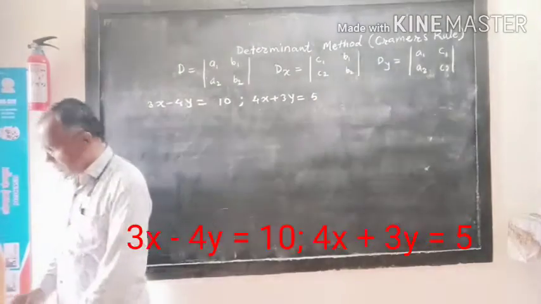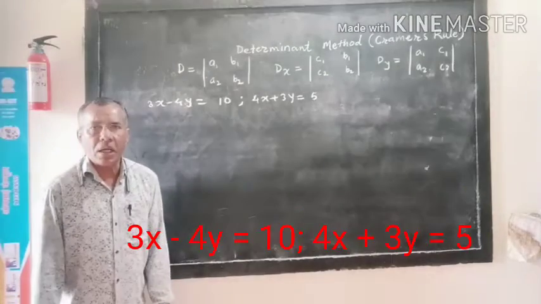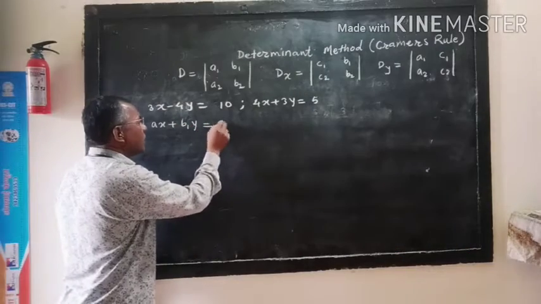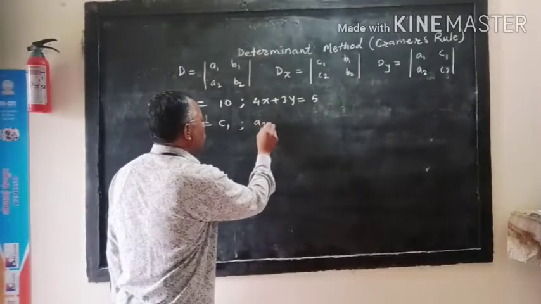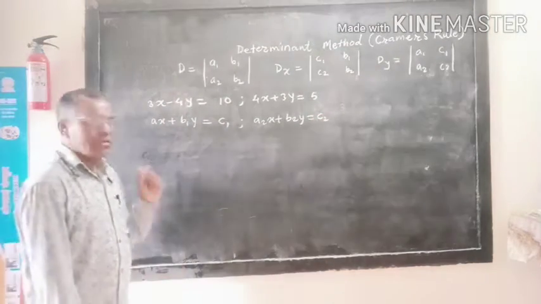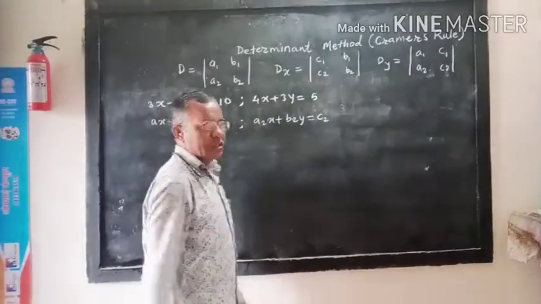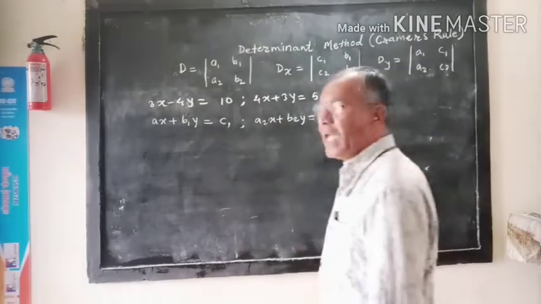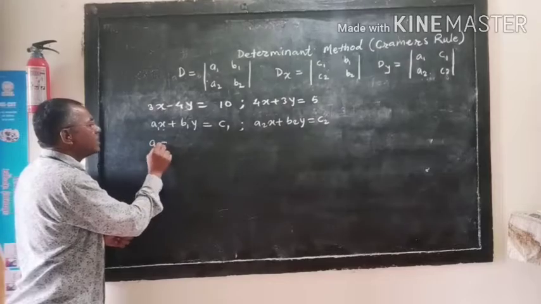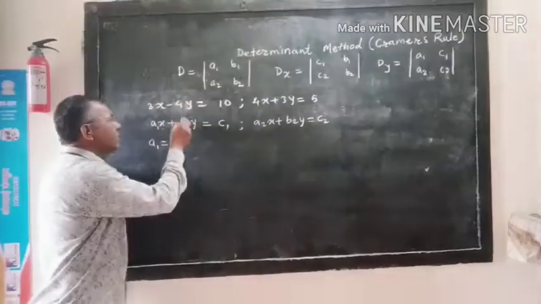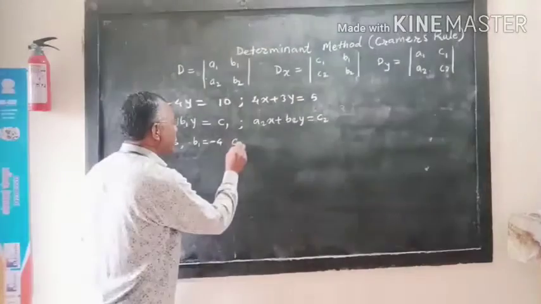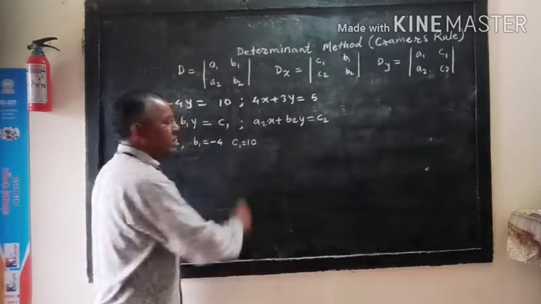It's a very simple method, and you have to write in the general form, that is a1x plus b1y is equal to c1, comma, a2x plus b2y is equal to c2. It is the general form for using Cramer's rule. Now see, compare these two equations and write the values. What will be the a1 here? See, here it is x and a1 is 3. Right, here a1 is equal to 3, comma, this b1 is equal to minus 4, and this c1 is equal to 10.